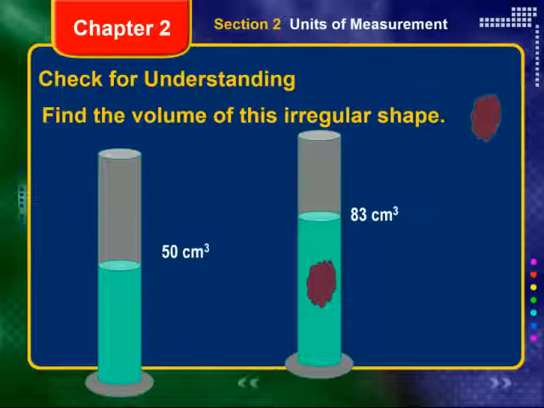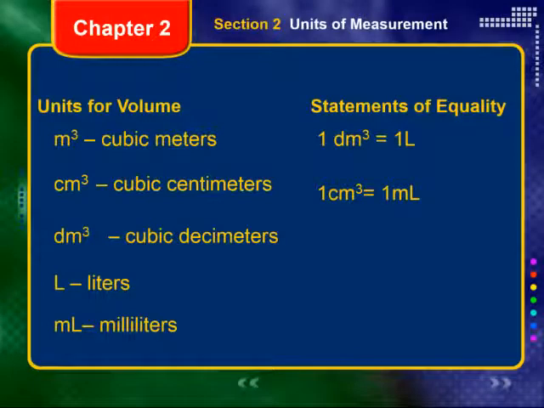So initially we had a water level of 50 cubic centimeters. After the irregular object was placed into the graduated cylinder, we have a volume of 83 cubic centimeters. So simply calculating the difference will give us the volume of the irregular shape, and that will be 33 cubic centimeters.